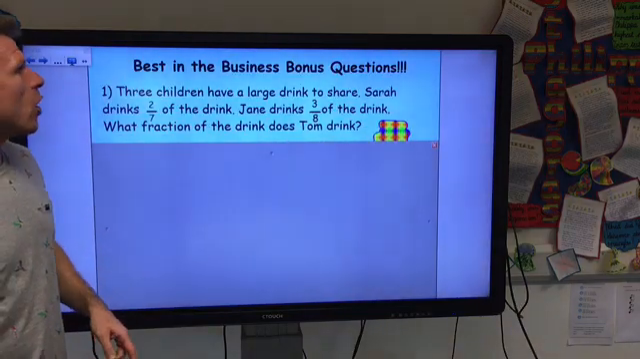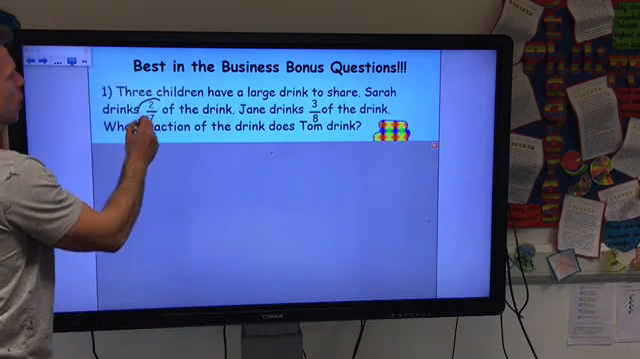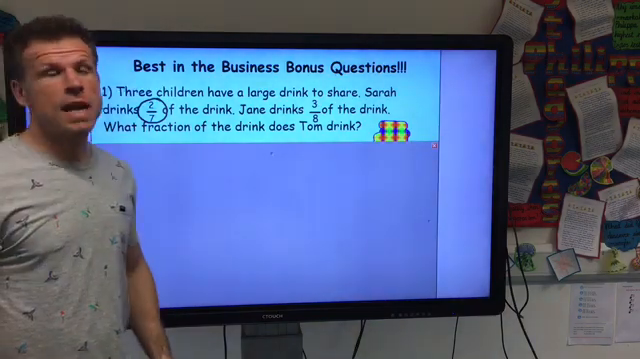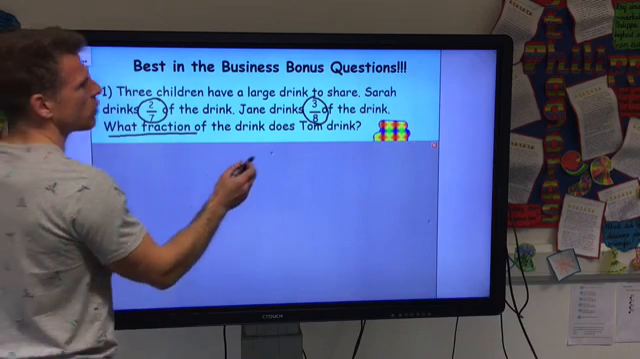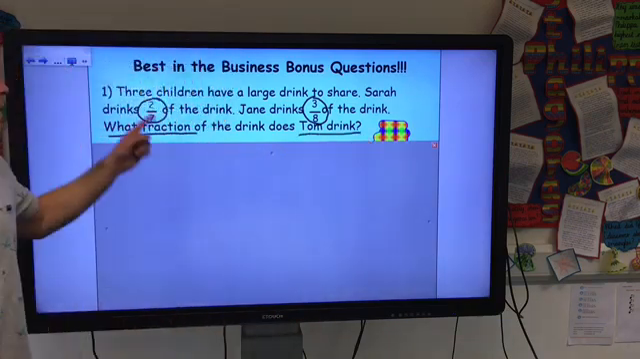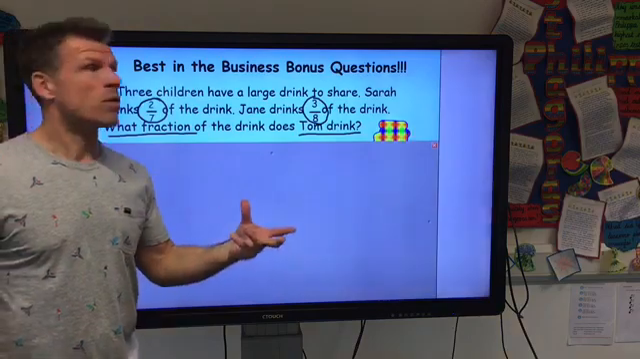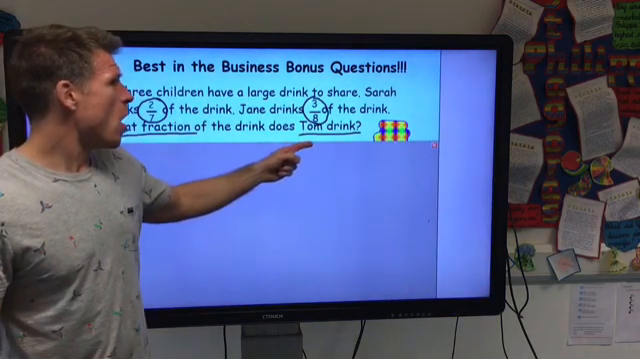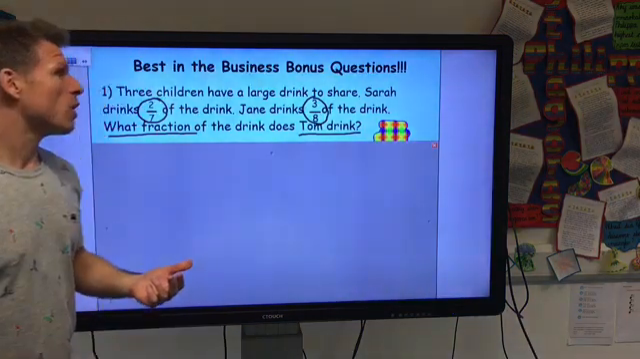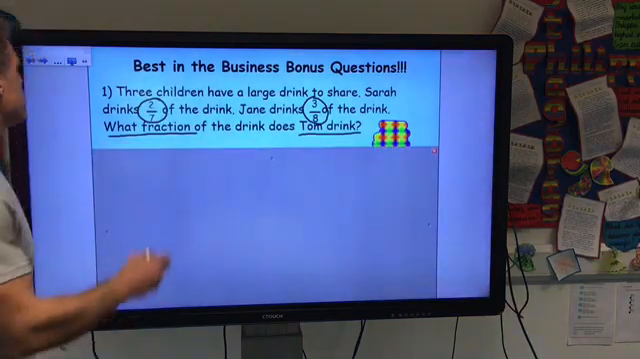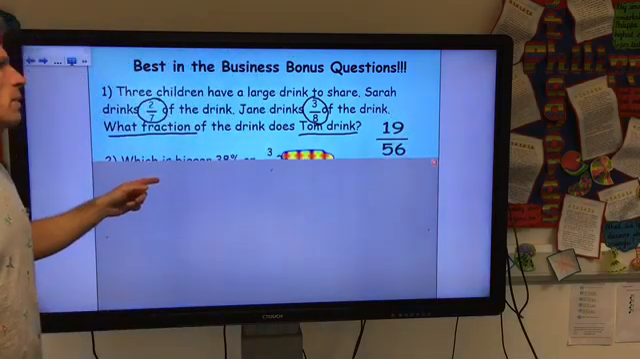Okay, so 3 children have a large drink to share. Sarah drinks 2/7 of the drink. I'm going to circle that today rather than underline. Jane drinks 3/8 of the drink. What fraction of the drink does Tom drink? So the way you would do this is you'd have to add these 2 fractions together, okay, and then work out what is left to make one whole. So if you added these 2 fractions together, I believe it makes 37/56. Now 56/56 is one whole, so you should have worked out that left over would be 19/56. And that cannot be simplified.